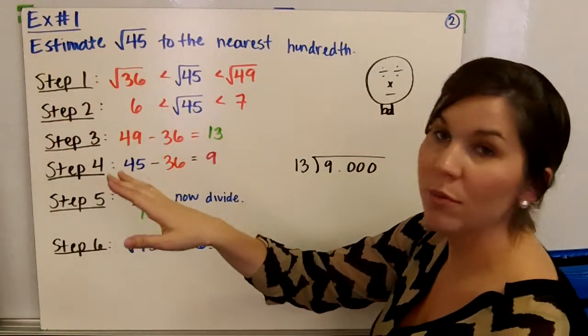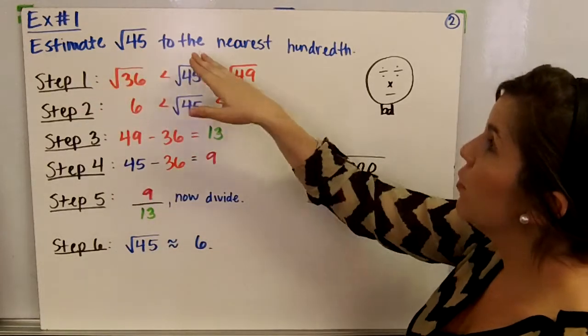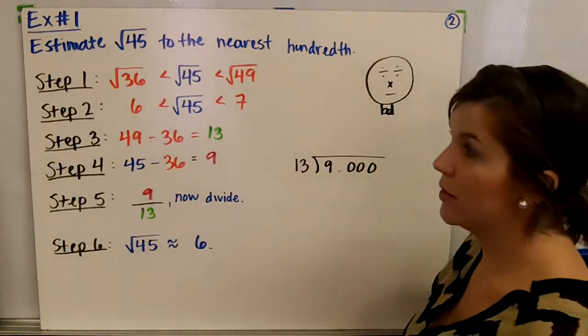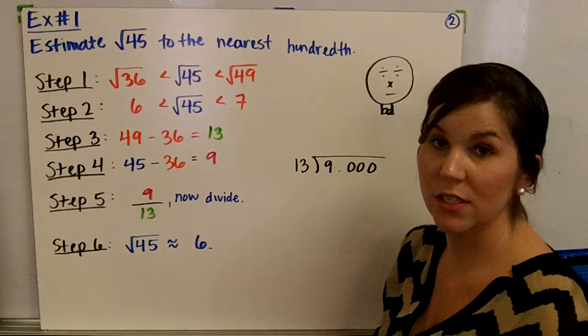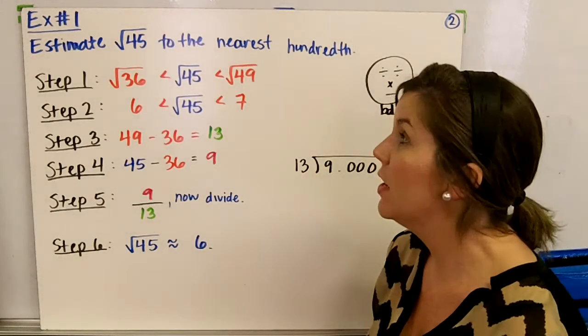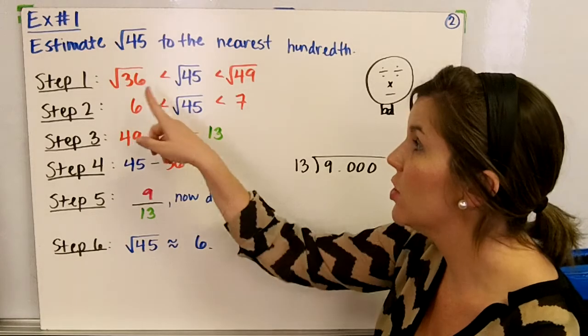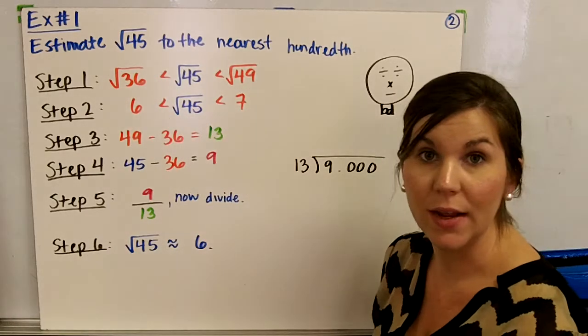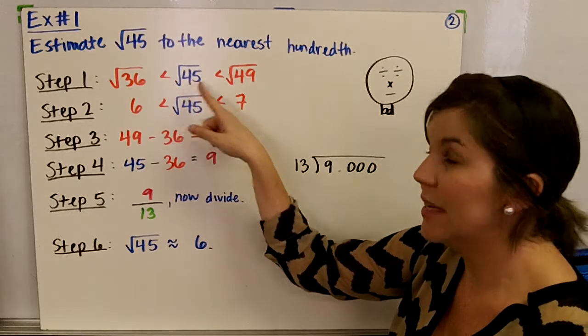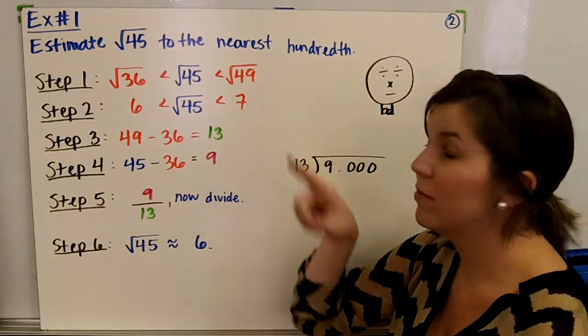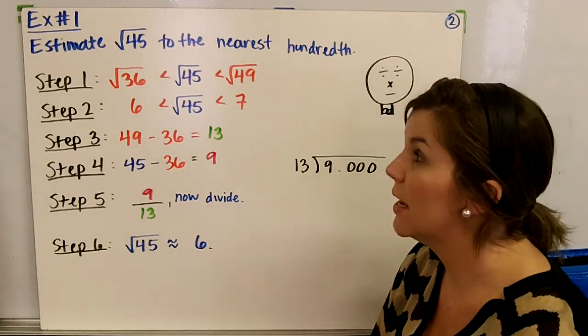All right, example number 1. Estimate the square root of 45 to the nearest hundredth. So step number 1, choose the 2 perfect squares closest to 45. So from our list of perfect squares, 36 and 49 are closest to 45. The square root of 36 is going to be less than the square root of 45, which is going to be less than the square root of 49.